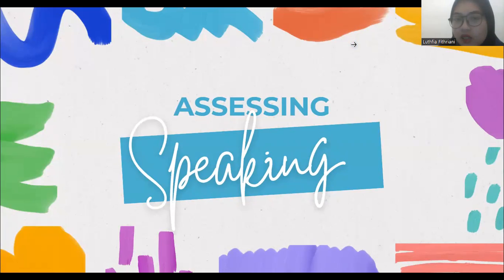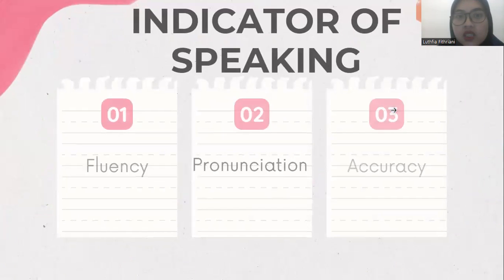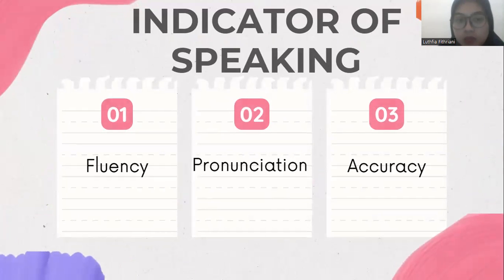Today we are going to learn about assessing speaking. First, we will learn about the indicators of speaking. The first is fluency. This means speaking easily, reasonably quickly without having to stop and pause a lot.